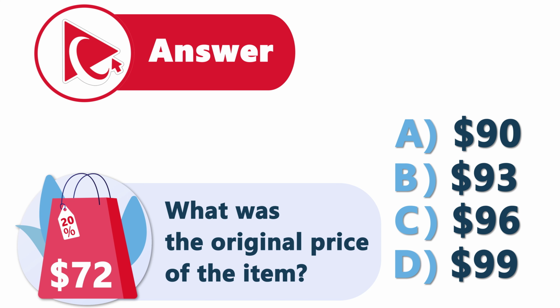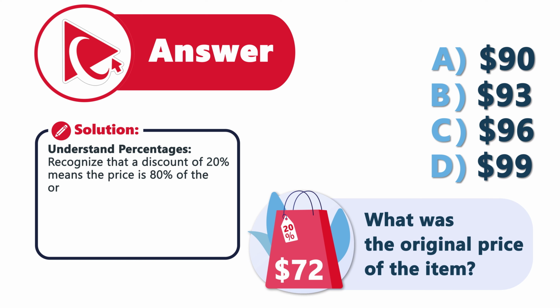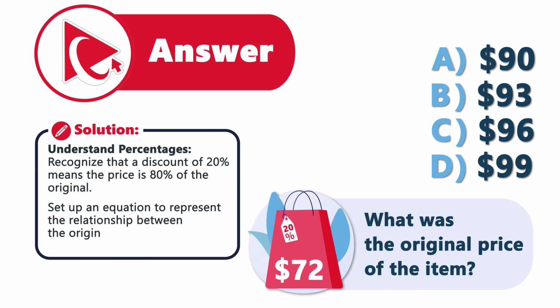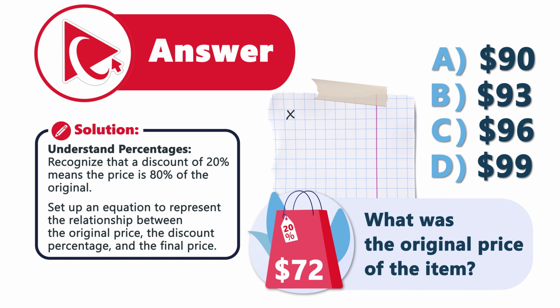The key to solving this challenge is to understand percentages. You need to recognize that a discount of 20% means that the price is 80% of the original. Let's set up an equation to represent the relationship between the original price, the discount percentage, and the final price. There are 2 types of equations that you can set up, or maybe more. Maybe you can think of some more and share them in the comments. The first one I created is x, which is the original price, minus 0.2 multiplied by x equals 72. The second equation might be 0.8x equals 72.